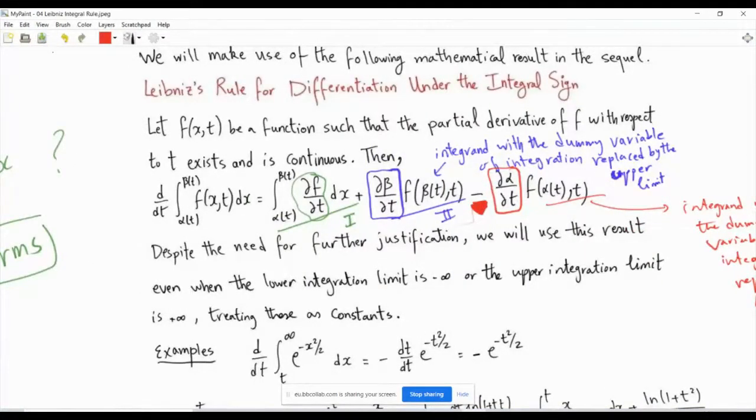Okay, now what if the lower limit or upper limit of integration is infinity? No problem. Just treat infinity as a constant. Again, we will not enter into it, especially when the limits are infinity, the conditions for validity are more strict and tedious to check. So just apply this rule, and if alpha of t is minus infinity or beta of t is plus infinity, just treat it as if we have a constant.